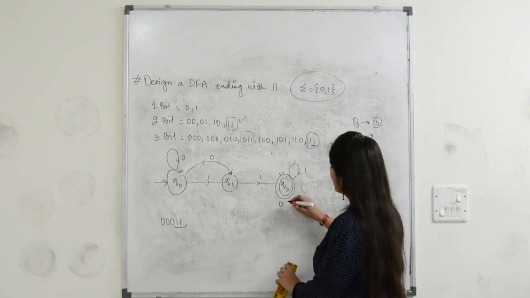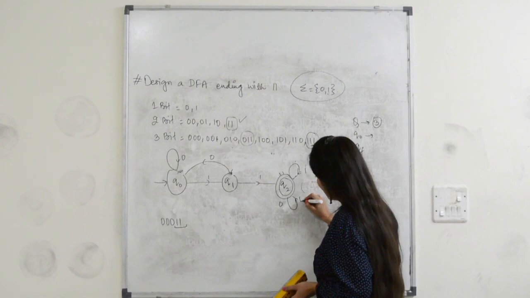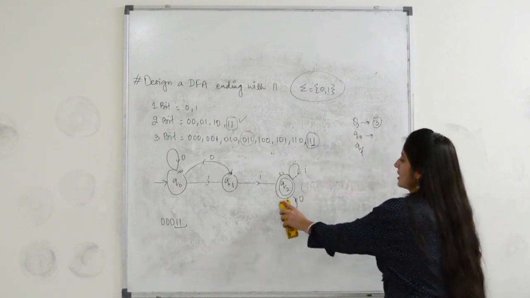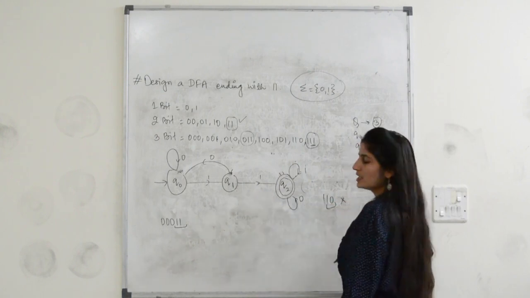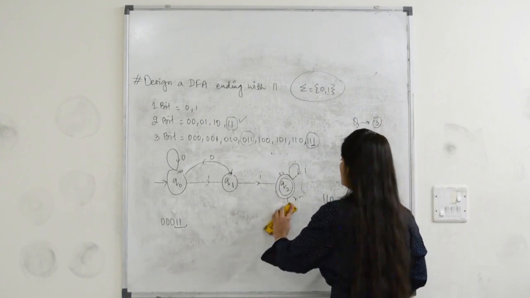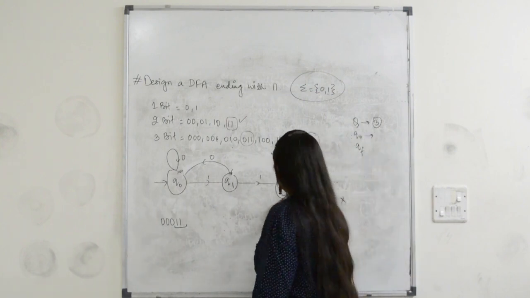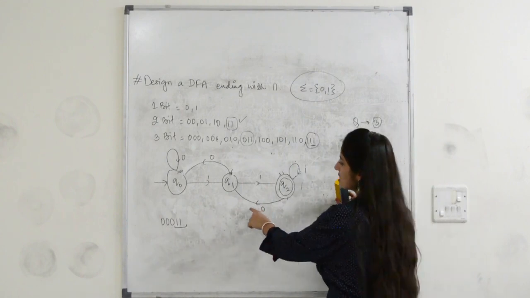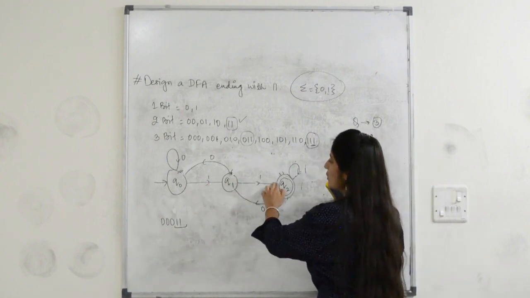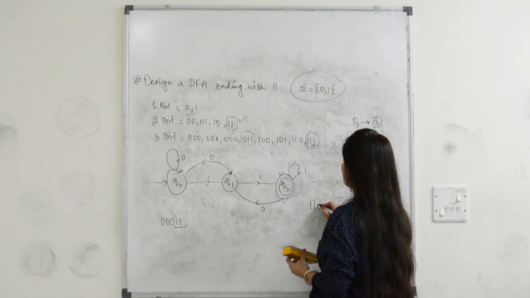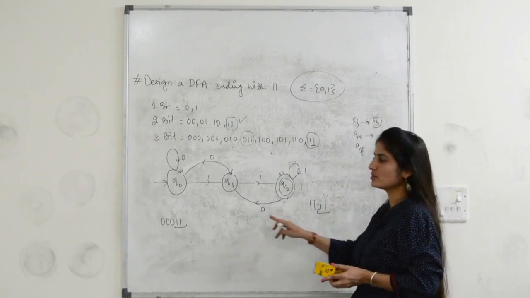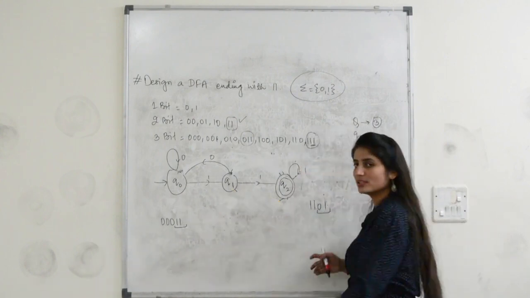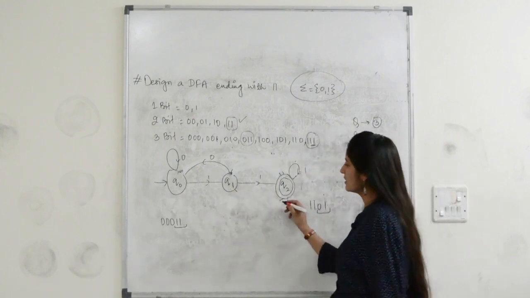Again, if you have the self loop of 0 on this state, it will accept the string 1 1 0, which is not ending with double one. So this is incorrect. If we have a transition over this state, then again it includes this transition and accepts the string 1 1 0 1, so it is not ending with double one. So we can clearly say that this transition is also incorrect.